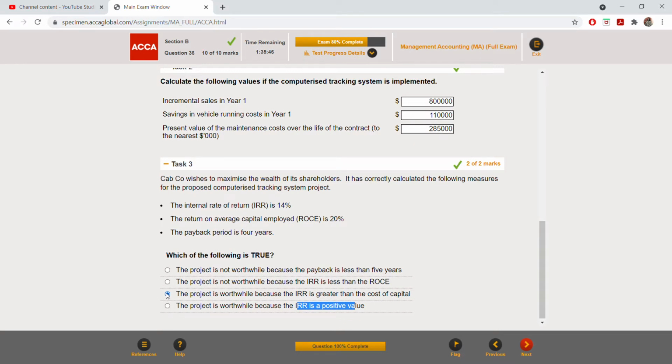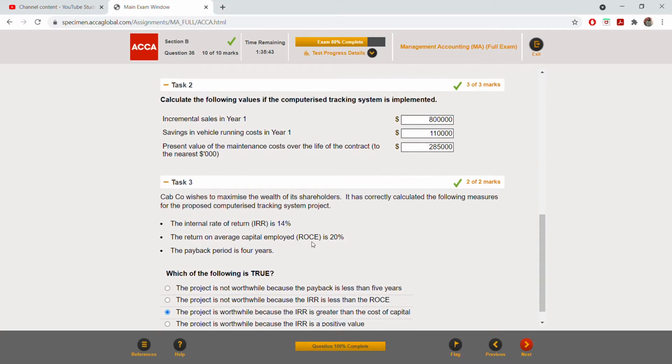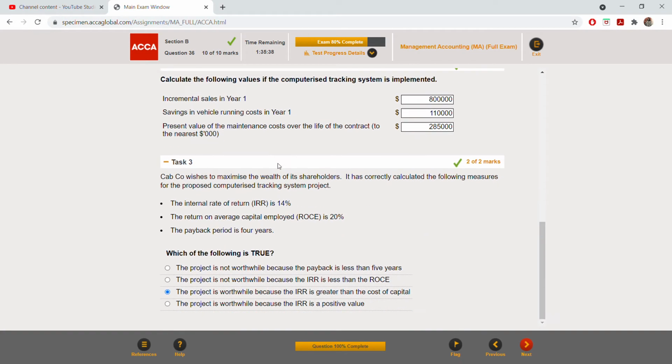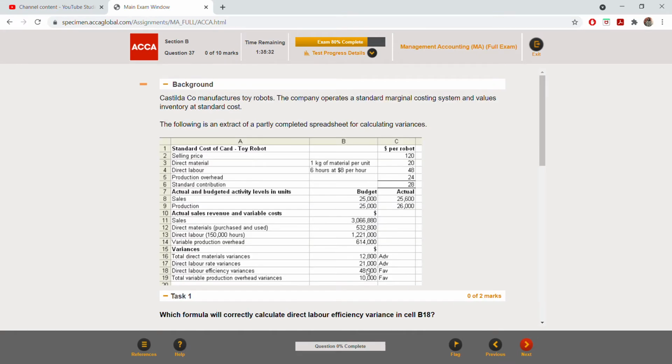It is definitely the third one. Okay, because your IRR is 14%, whereas your cost of capital is 10%. Your IRR has to be greater than the cost of capital for the project to be worthwhile. Remember that. Okay, so now we are going to the next background.